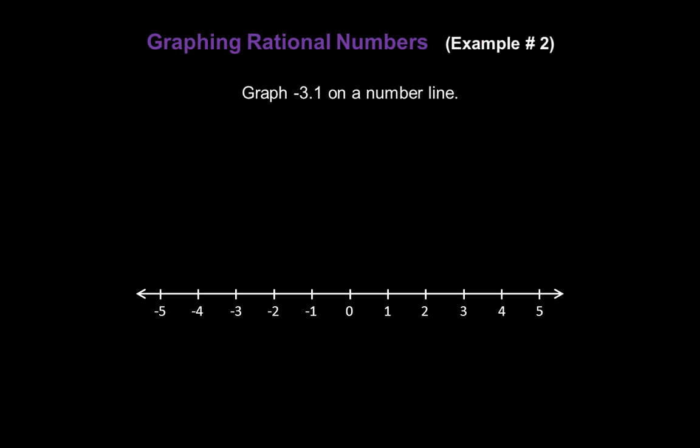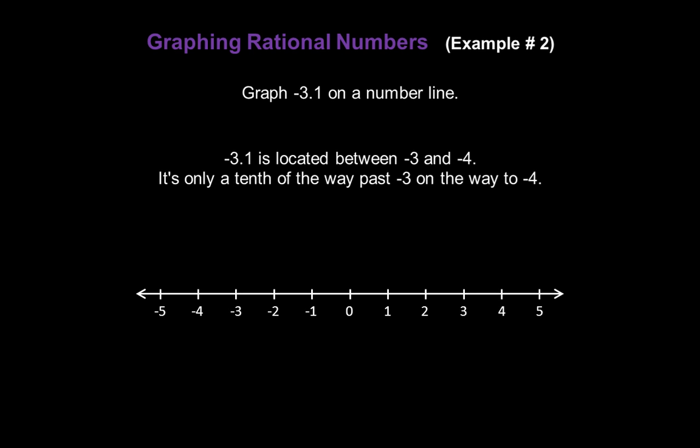Let's graph negative 3.1 on a number line. Negative 3.1 is located between negative 3 and negative 4. In fact, it's only 1/10 of the way past negative 3 on the way to negative 4. So we're going to place our dot just a little bit past negative 3. Put it right there. That is negative 3.1.